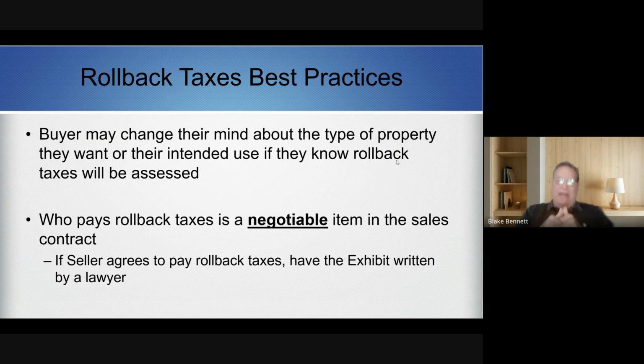Who pays the rollback tax is negotiable. It says in the contract, if seller agrees to pay the rollback tax, you better have an exhibit by a lawyer. It says whoever changes use is the one responsible. Well, if you're going to do anything any different than that, get a lawyer to write it up.